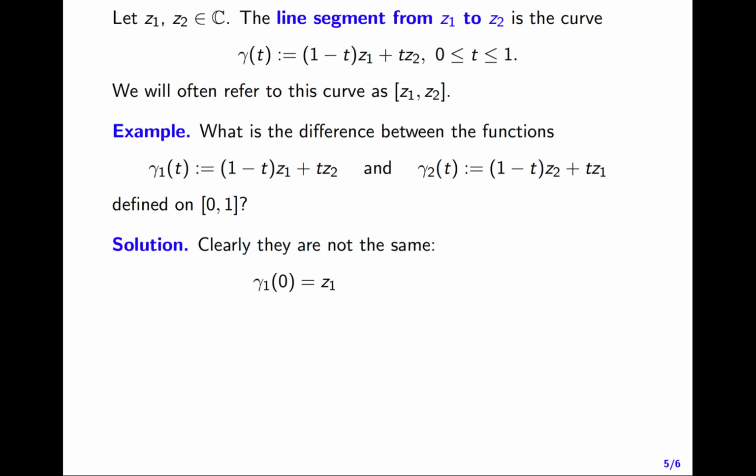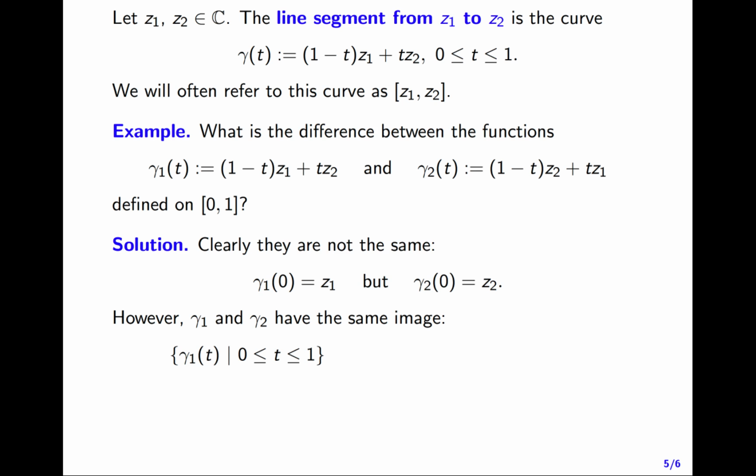So what's the difference between the functions gamma 1 of t equals 1 minus t z1 plus t z2 and gamma 2 of t equals 1 minus t z2 plus t z1? And they're both defined on the interval 0 to 1. So both look like parameterizations of line segments, but the way the z1 and the z2 appear is different. Now, it's probably the case that gamma 1 and gamma 2 aren't the same. I mean, we just calculate gamma 1 of 0 is z1, and gamma 2 of 0 is z2. So unless z1 and z2 are equal, gamma 1 and gamma 2 are not going to be the same function because they have different values at the point t equals 0.